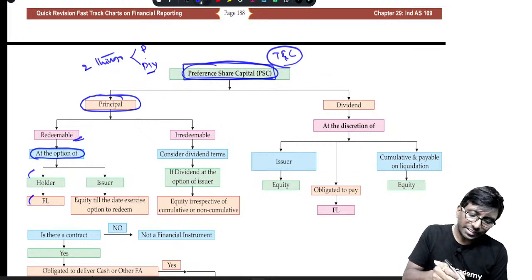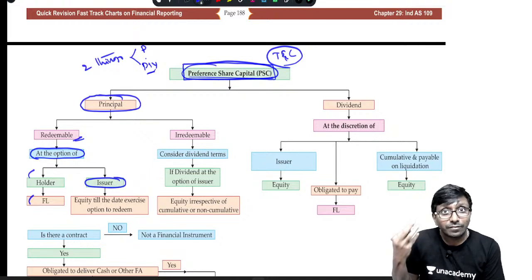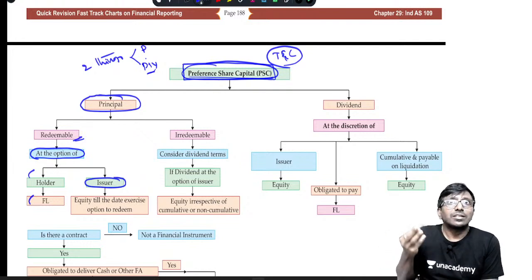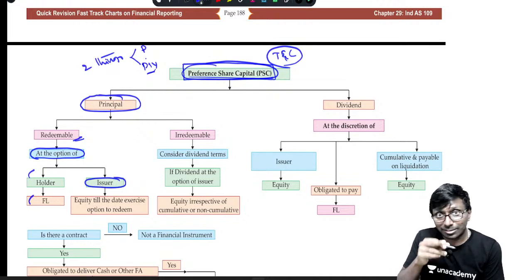No, sir, it is in the hands of the issuer. Means the entity, whenever they feel they can redeem it, that's up to me in the sense, yes. It means what?